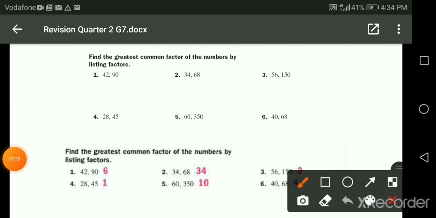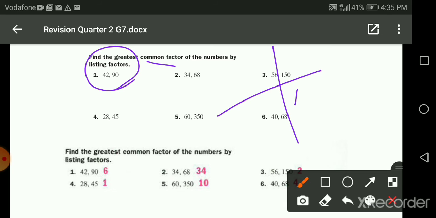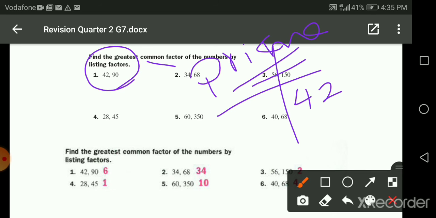Okay, in this question, find the greatest common factor. How can I solve it? It's very easy. I have here 42 and 90. So 42 here, I will make prime factorization, or by listing, it's okay.